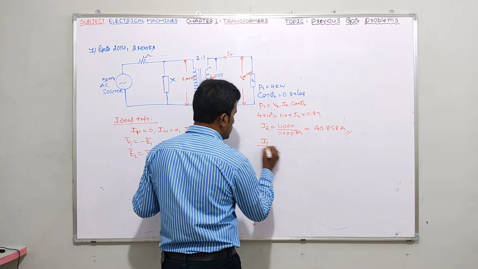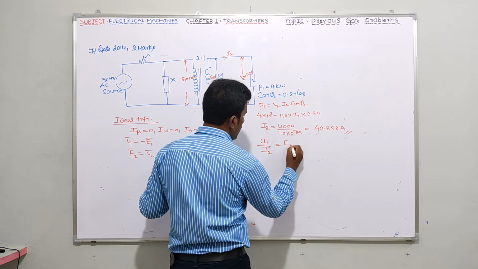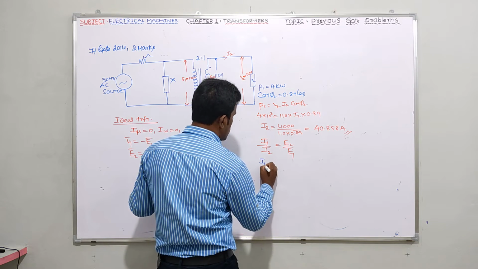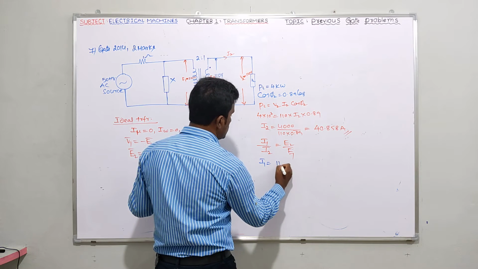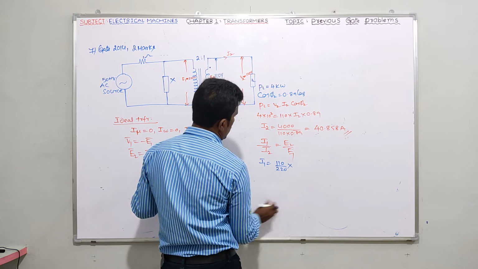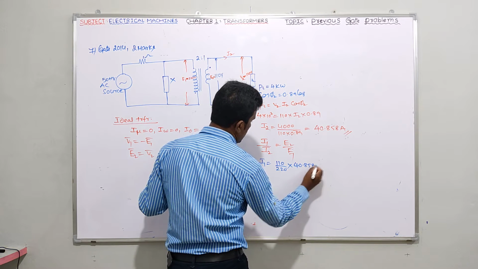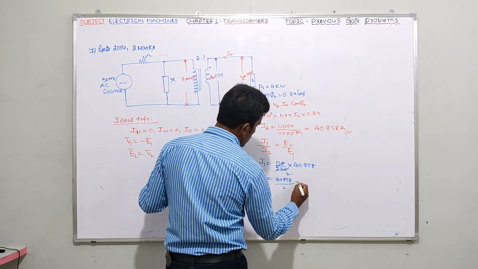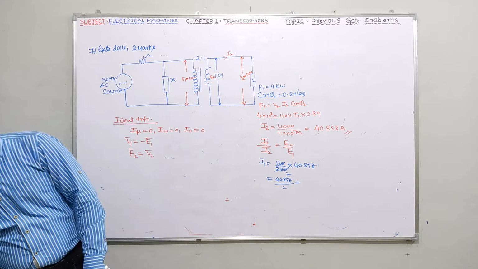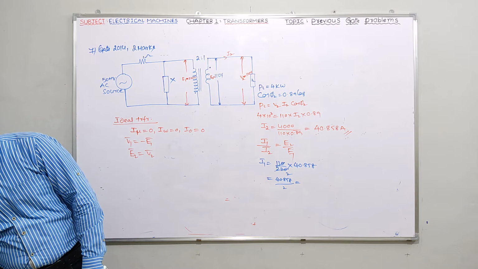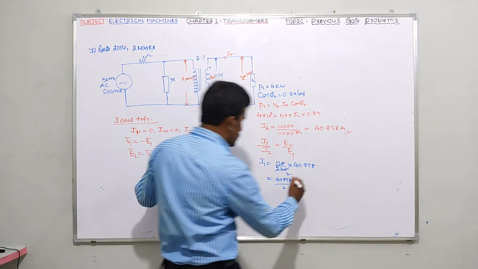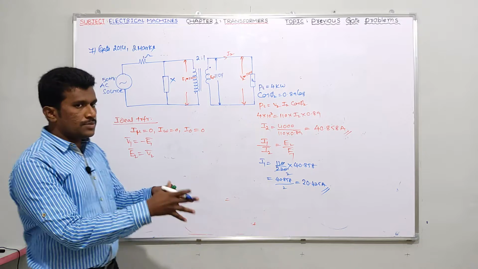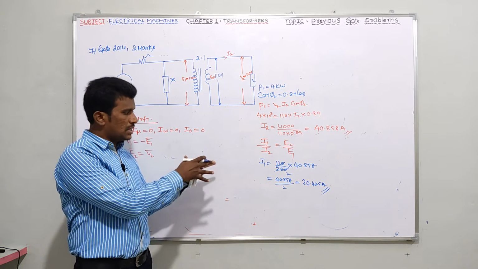I1 by I2 equals, for an ideal transformer, simply E2 by E1. So what about the I1 value, guys? I1 equals E2 by E1, that is 110 by 220, into the I2 value 40.858 amperes. So 40.858 by 2, you'll get I1 as something like 20.425 amperes. This is the value of your I1. Because of this I1 we will have some use for it, that's why I'm calculating I1 also.